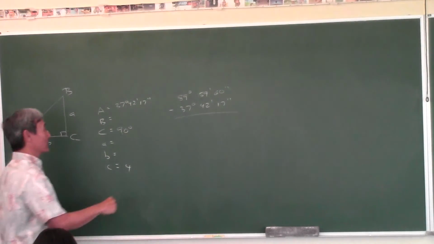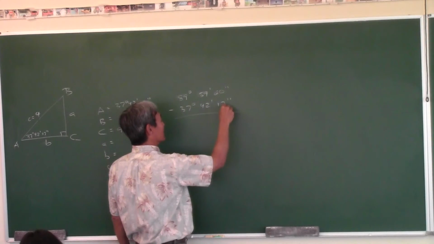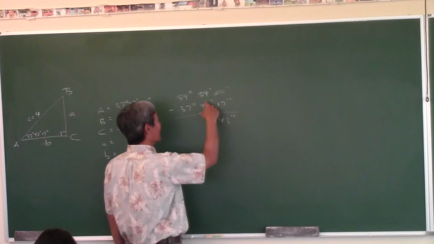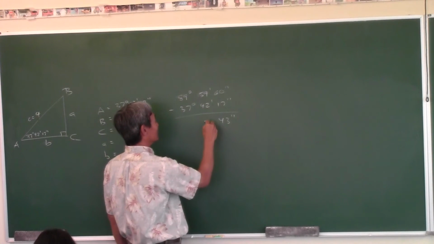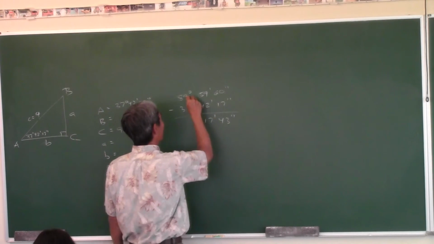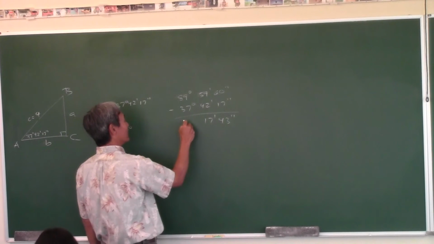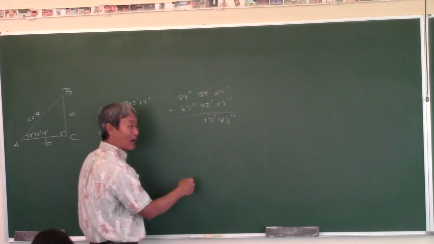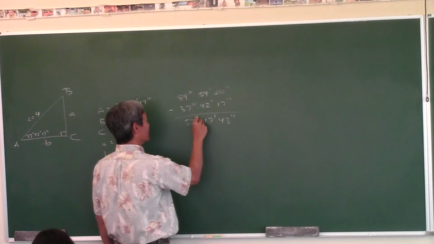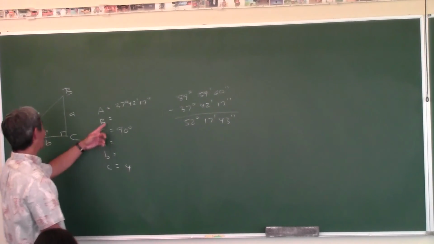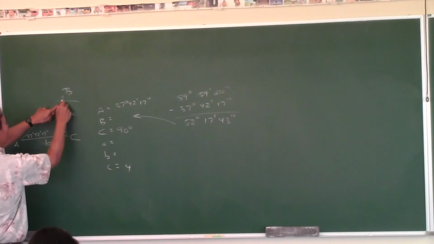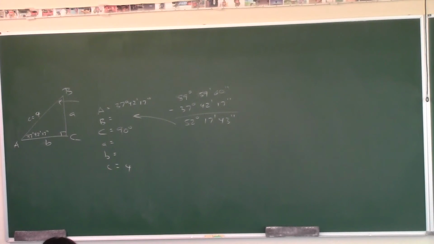Now you can subtract. What is 60 minus 17? 43. What's 59 minus 42? 17. And what's 89 minus 37? You've got to be kidding, there's no borrowing. Thank you, 52 degrees, there you go. So that's what angle B is. Put that right there. Or you can just put it in your picture, that's good enough for me.